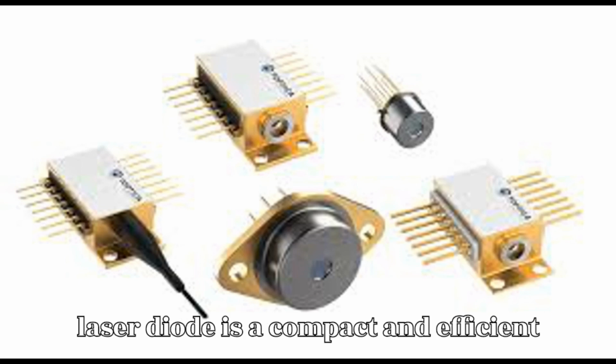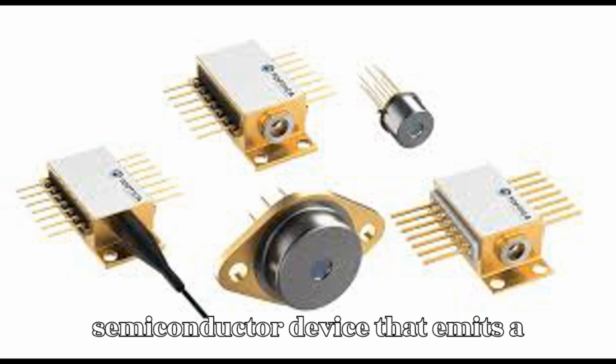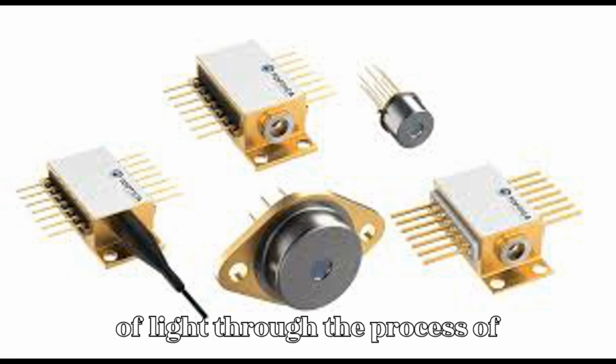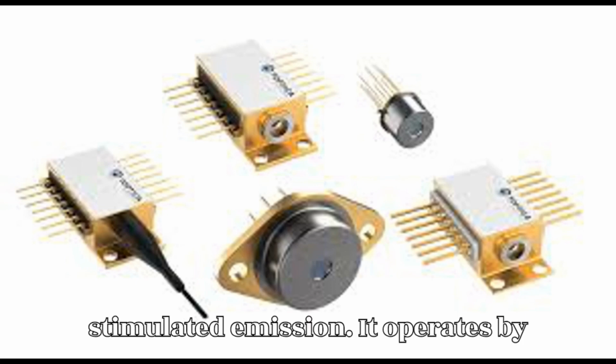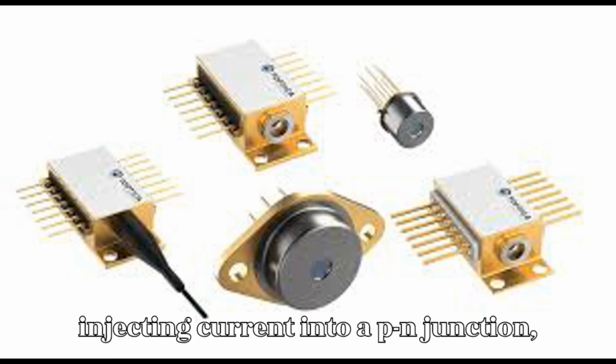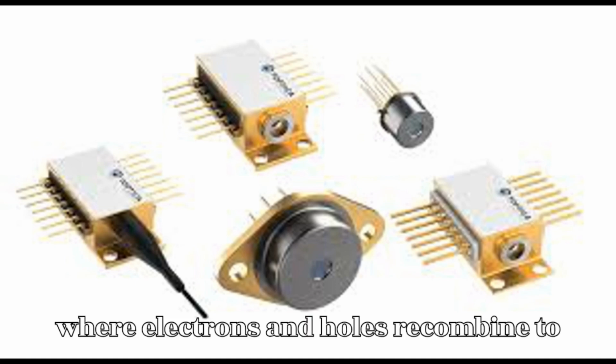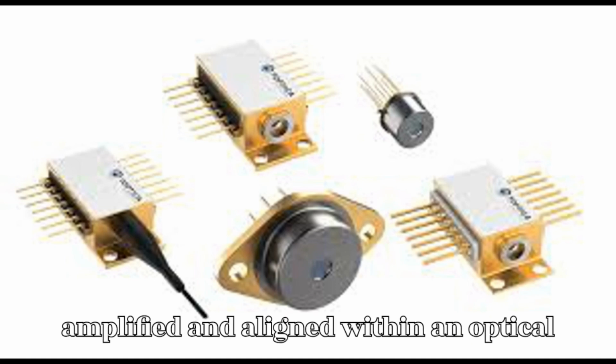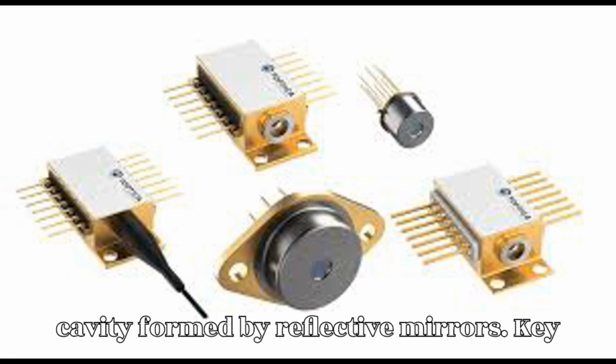A laser diode is a compact and efficient semiconductor device that emits a focused, coherent, and monochromatic beam of light through the process of stimulated emission. It operates by injecting current into a p-n junction, where electrons and holes recombine to release photons. These photons are amplified and aligned within an optical cavity formed by reflective mirrors.